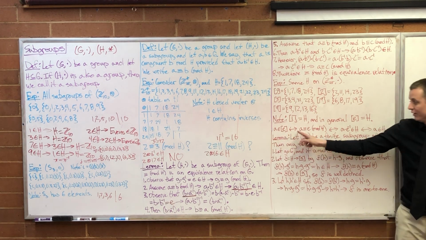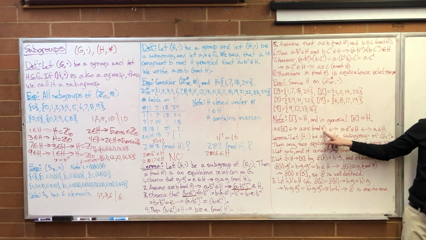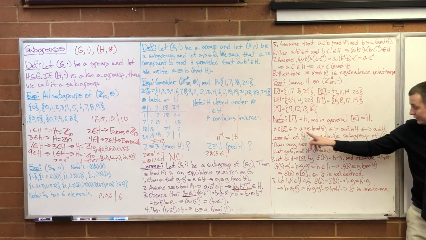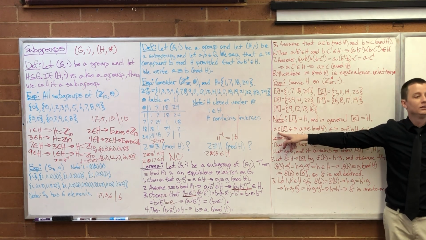What does that mean? That means A is congruent to E mod H, right? Yeah. What does that mean? That means A dotted with E inverse is in H. What's the inverse of the identity element? The identity element. What's A dotted with the identity element? A. So if A dotted with the identity inverse is in H, then A is in H. So A being in H is logically equivalent to A being in the identity element's equivalence class.